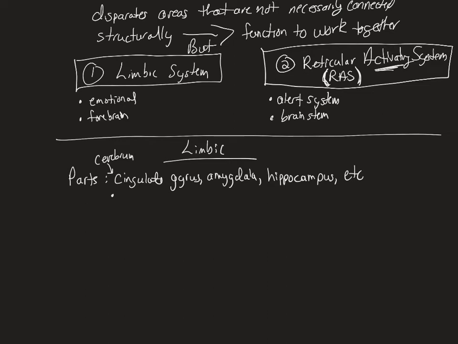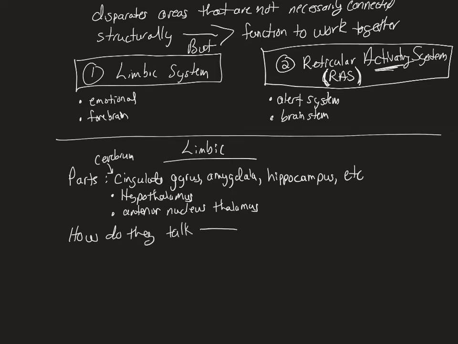We are also going to throw in the hypothalamus, which is incredibly important to the limbic system. Okay? And a little bit of the thalamus. So just one little section called the anterior nucleus. I don't actually care if you remember anterior nucleus, but just a tiny section of the thalamus. Okay? And then you need to be able to connect all these things. So how do they talk to each other? They're going to do that with a structure we call the fornix, which is basically a fiber track.